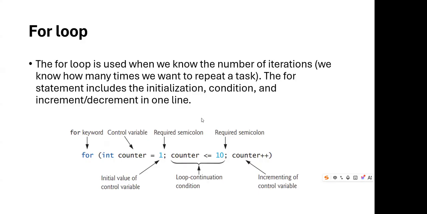Okay, let me continue our course with the for loop. The for loop is used when we know the number of iterations, right? We know how many times we want to repeat a task. And here is the template to create the for loop clause. Here is the for keyword and the control variable. For the counter, we initialize it to be 1, and the loop continuation condition is the counter is smaller than 10. And each time we increment the control variable by 1. That is the for loop.